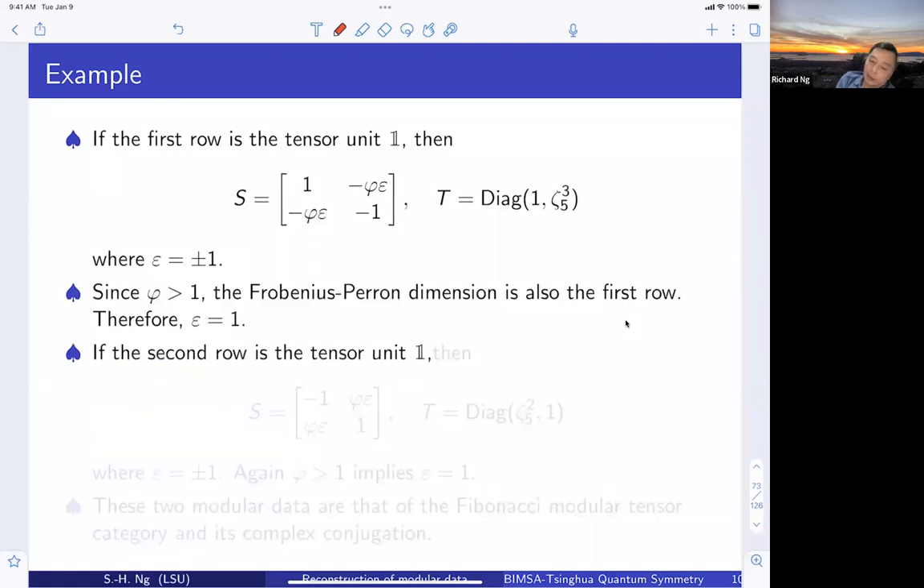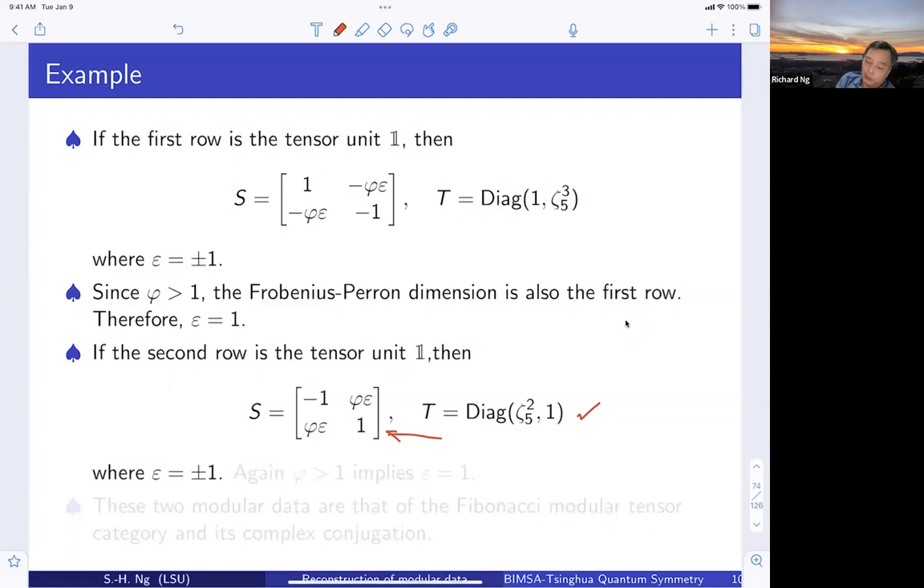This is how you determine the sign. And then you put them together. This is actually the Fibonacci category, indeed. The modular data of the Fibonacci category. Now, what if I take the second row to be the unit object? I can still do this, then the T matrix becomes this. The sign becomes this, same as before. Now this is the unit row.